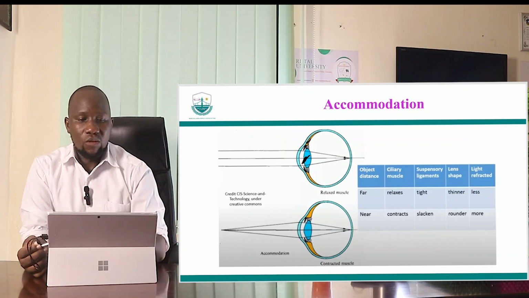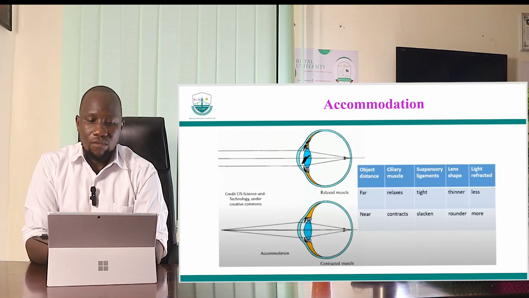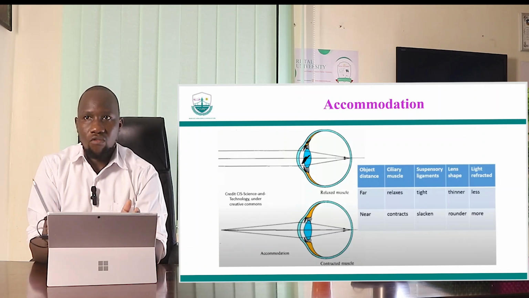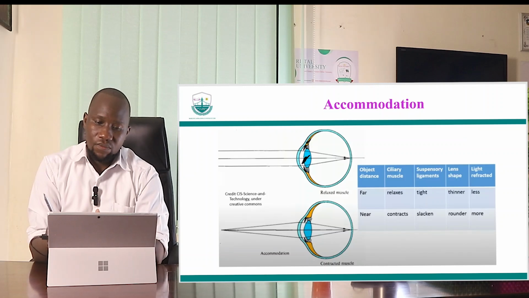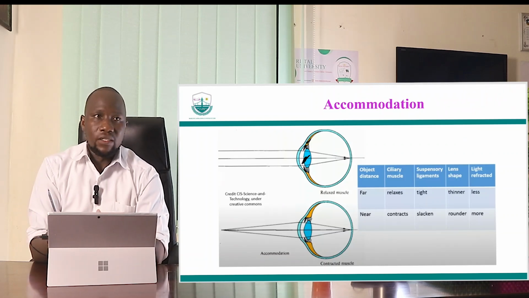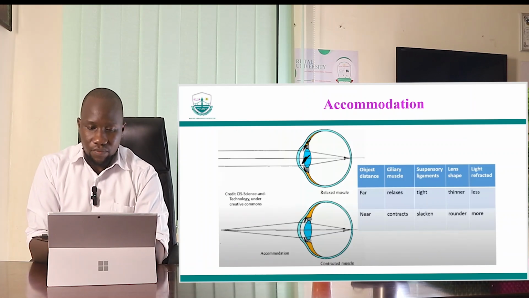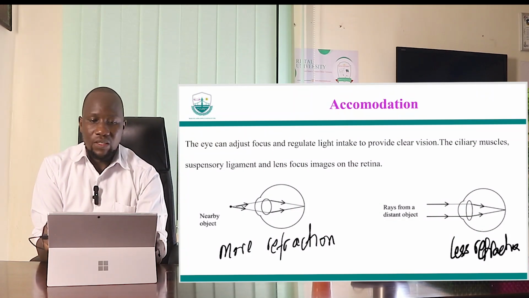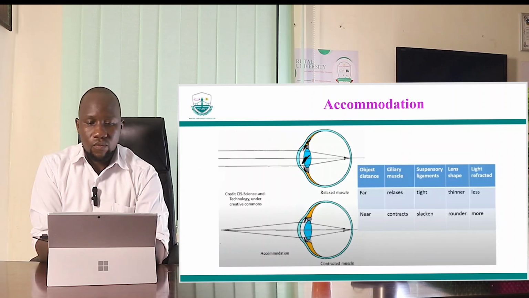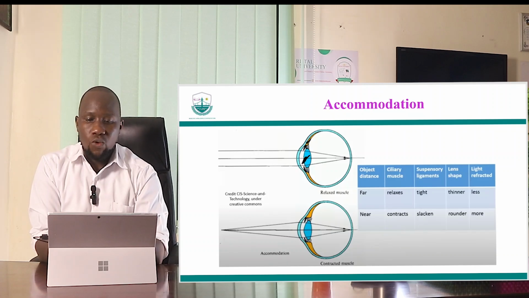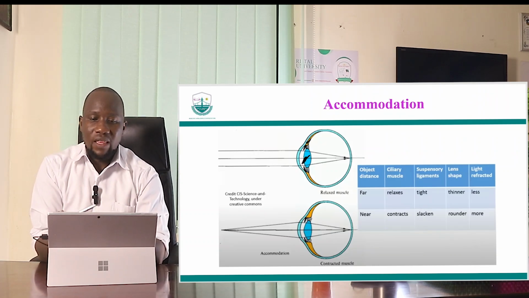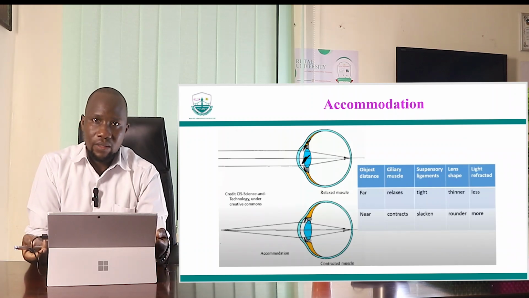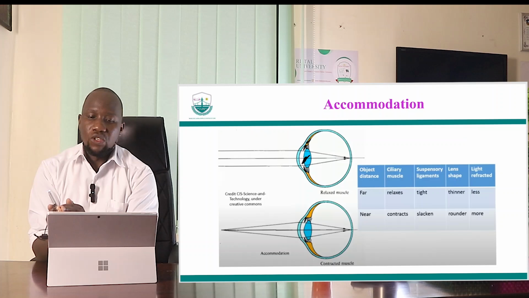So when the object is very far, we want to have the lens thin, okay, such that you have less refraction, such that you can converge the rays or focus the rays onto the retina. Okay. So we need thin, just like what we had here. We need thin here. It's the same thing. We need also thin lens here. So how do we achieve that? We achieve that if we make the suspensory ligament more tight. It's just like making sure that it is pulled, such that the lens becomes more flat and not bulging.